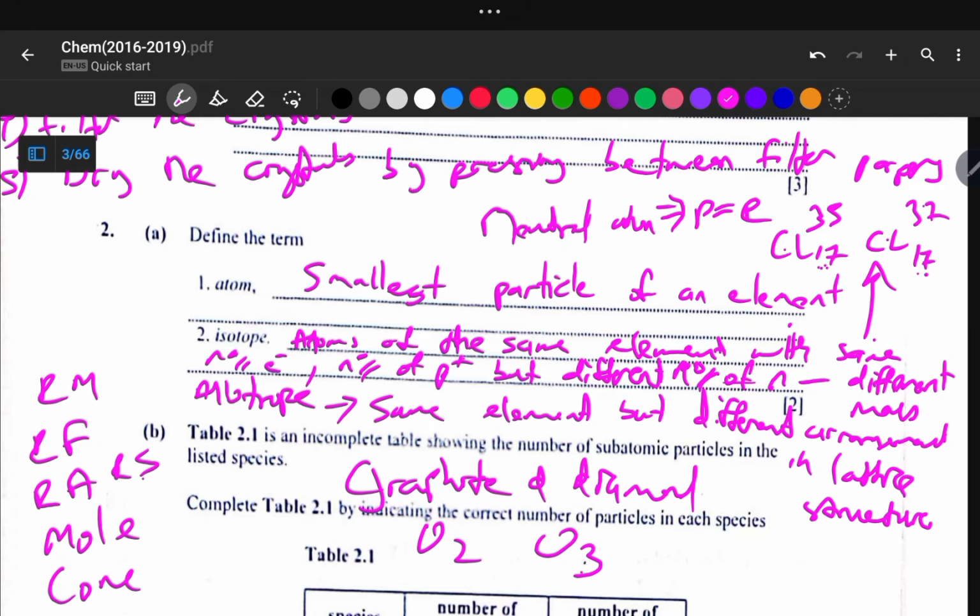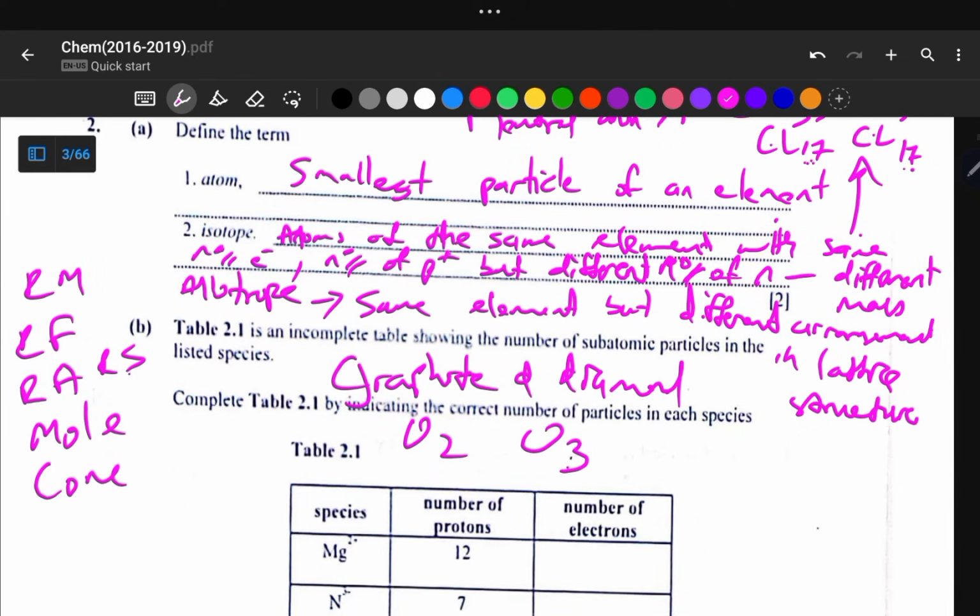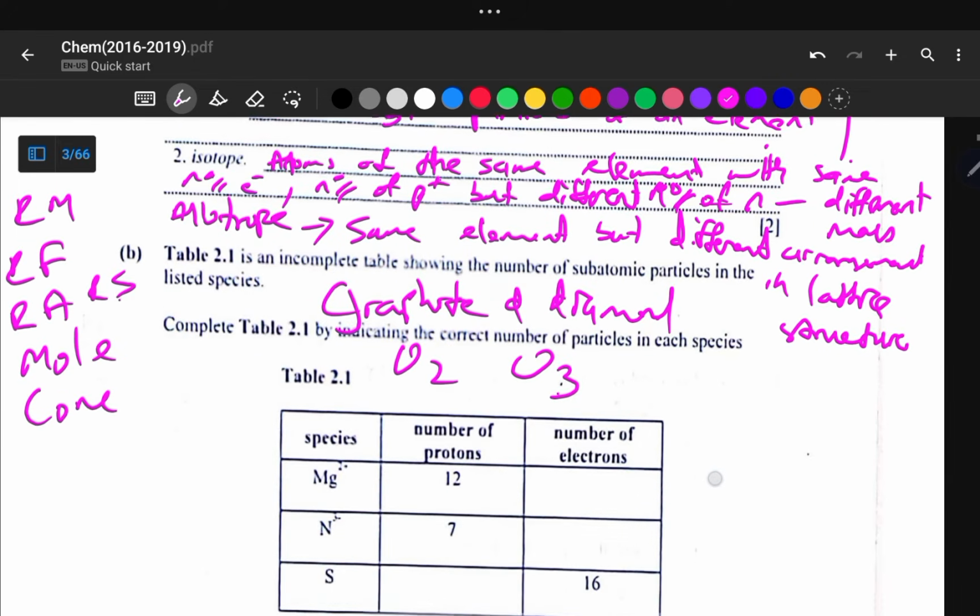So you should be able to explain the uses of graphite. We have a video on the difference in the uses of graphite and diamond under states of matter, so here we are not dwelling much on that. We want to move on to the table.